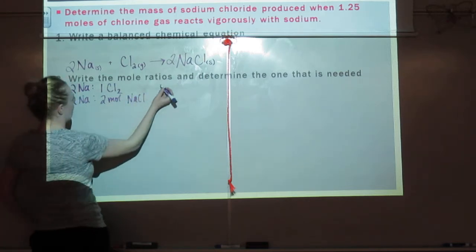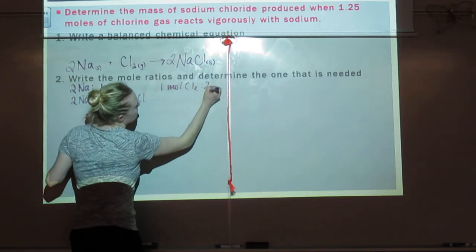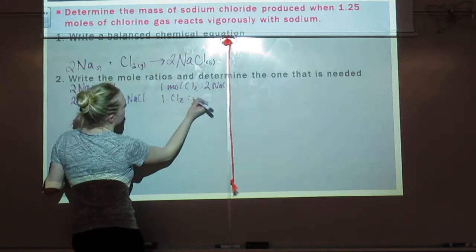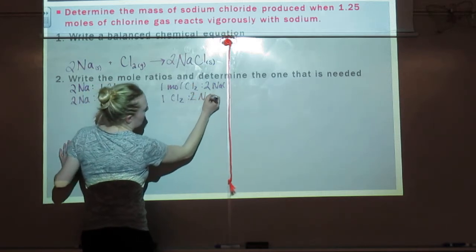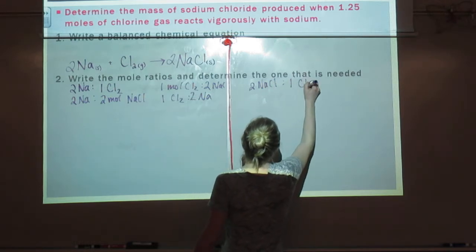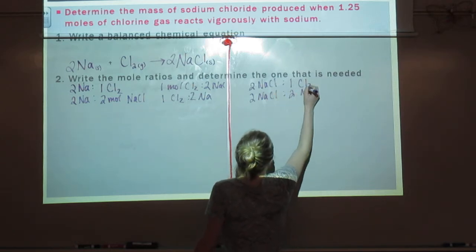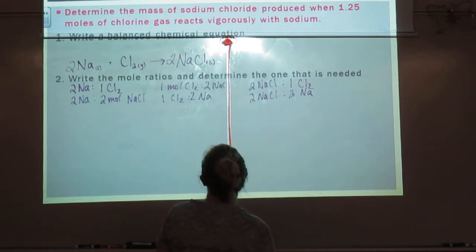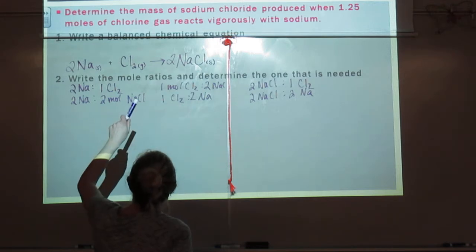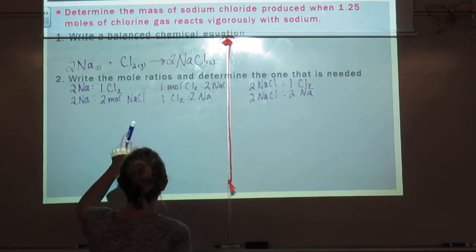NaCl. We've got 1 mole of Cl2 for every 2 NaCl. We have 1 Cl2 for every 2 Na. We have 2 NaCl for every 1 Cl2. And then we have 2 NaCl for every 2 Na. All right, determine the one that's needed. Well, I'm trying to determine the mass of the sodium chloride from the chlorine gas. So my problem is starting with 1.25 moles of chlorine gas.